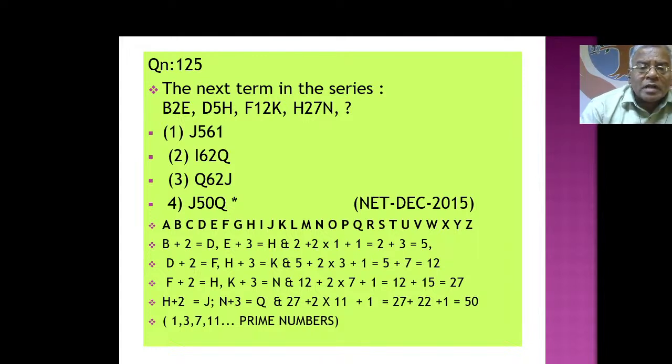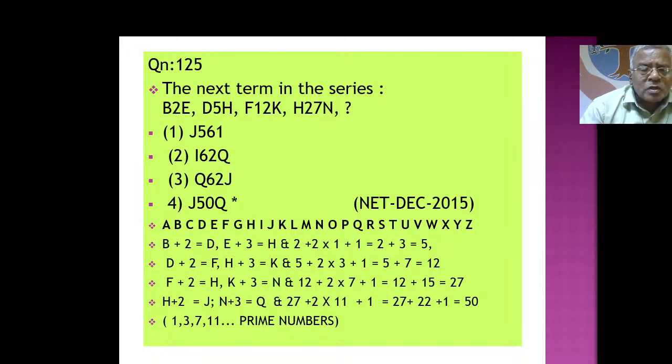Now how does the number 27 come? The same pattern. 12 plus 2 into 7, the previous number. 2 into 7 plus 1 is 15, that is equal to 12 plus 15, 27. Likewise, the next term also, H27N.